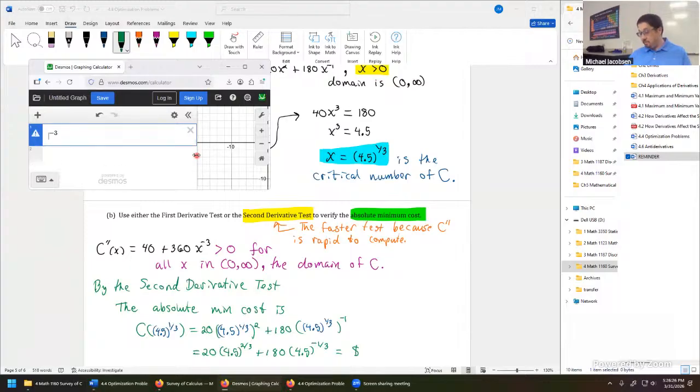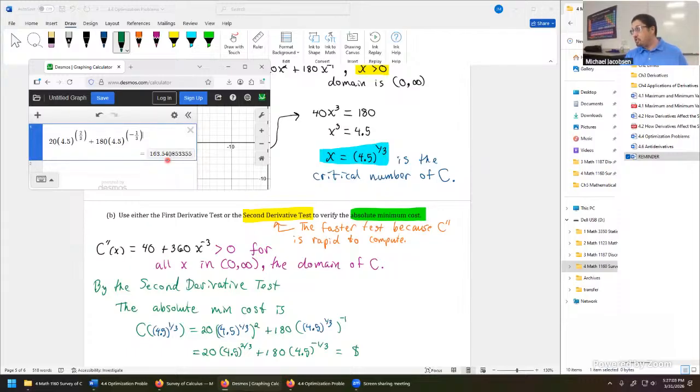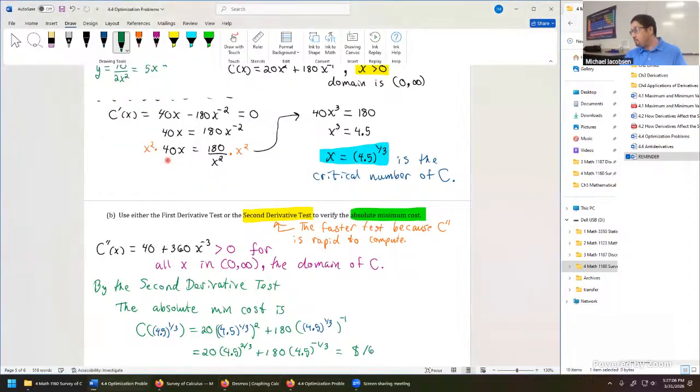We're going to need a calculator for this step. 20 times 4.5 to the power 2/3 altogether. So we're up to $54, but there's more. There's the next term, plus 180 times 4.5 to the power -1/3. So this storage unit of 10 cubic meters capacity will cost $163.54. This question was written a while ago, so it hasn't accounted for inflation in any sense. So we'll just stick with that number, $163.54.